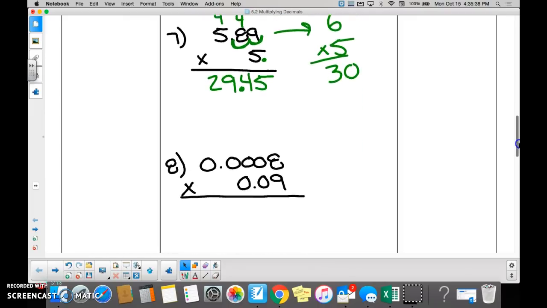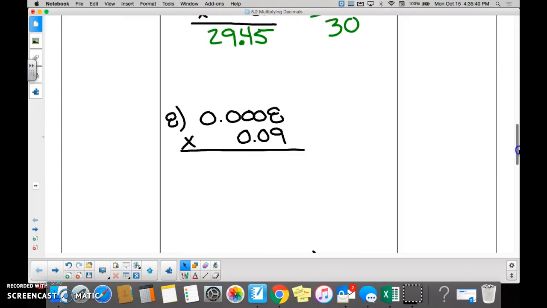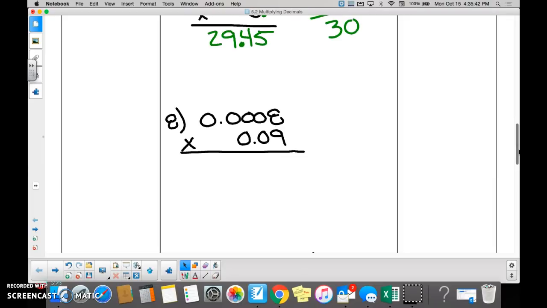Number 8, same deal. We got 8 10,000ths times 9 hundredths. So the 9 has to be multiplied through by everything. In this case, it's just the 8, because if we keep multiplying 9 through by the zeros, it gets to be 0. So 9 times 8 is 72. I'm going to go ahead and write down my 2, carry my 7. 0 times 9 is 0, drop my 7, and then everything else works out to be 0, 0, 0. You do not need to multiply the other zeros through.